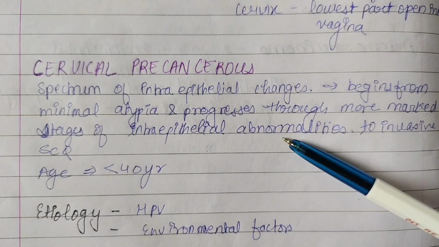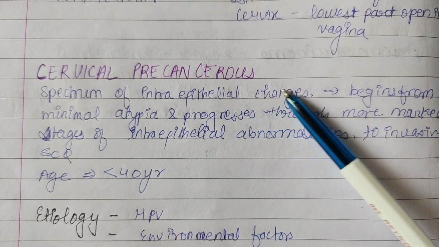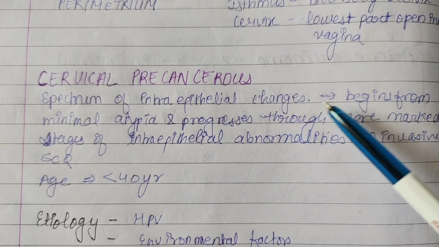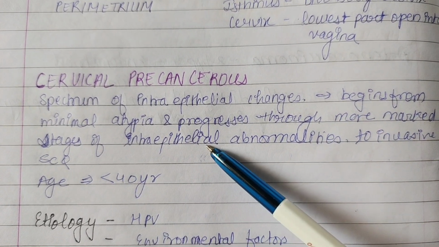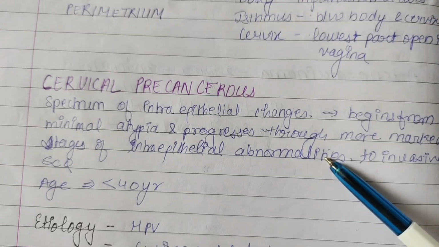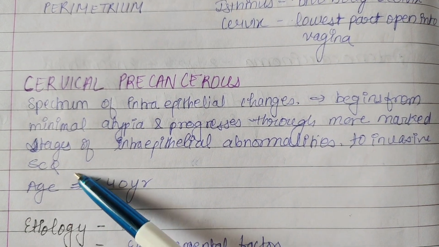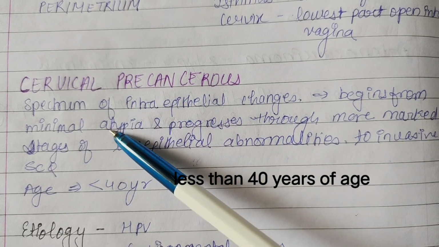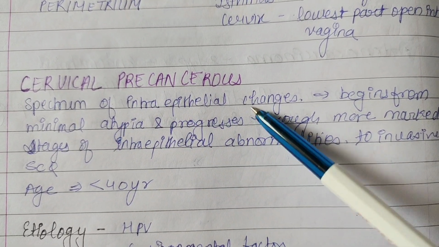Then cervical precancerous stages is a spectrum of intraepithelial changes that begins from minimal atypia and progresses through more marked stages of intraepithelial abnormalities to invasive squamous cell carcinoma, which occurs in females more than 40 years of age. Means first atypical changes occur, then lead to cancer.